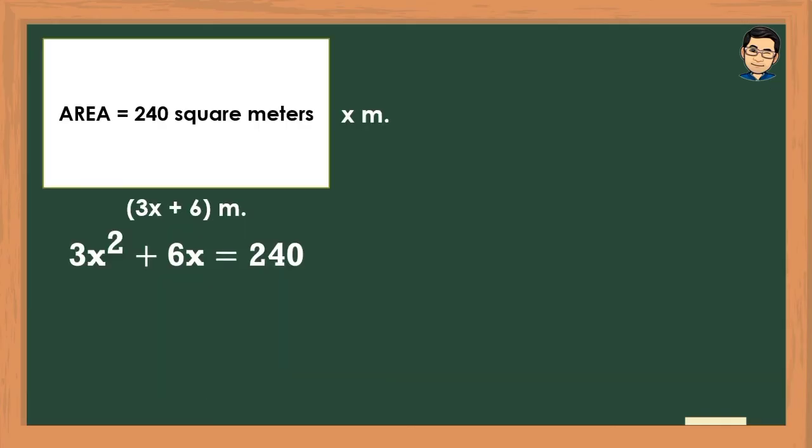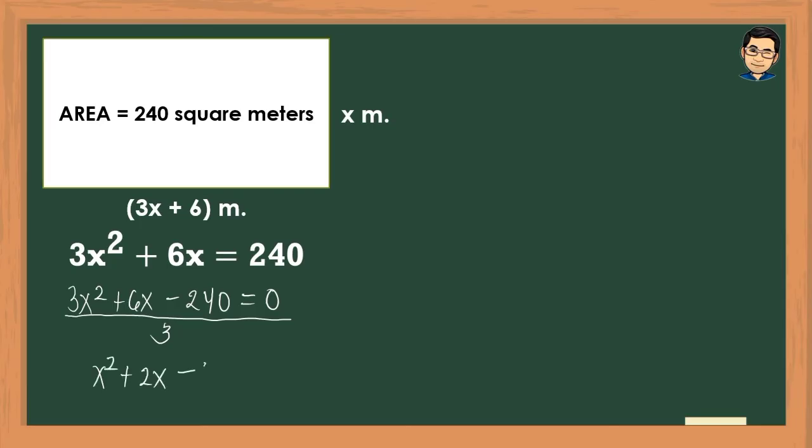So, sulat natin yung equation natin sa standard form. 3x squared plus 6x minus 240 is equal to 0. And then, since yung numerical coefficient natin, yung tatlo, divisible by 3, pwede natin i-divide sa 3. So, magiging x squared plus 2x minus 80 is equal to 0. And then, x squared plus 2x minus 80 will be factored. So, yung factors ng negative 80 na magbibigay ng sum na 2 ay yung mga 10 and negative 8. So, sulat lang natin ulit.